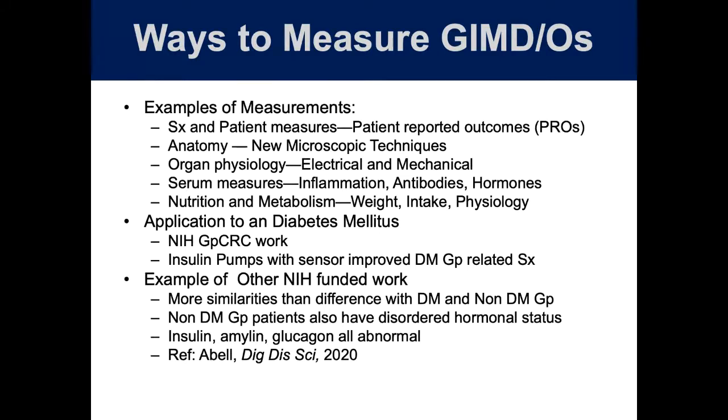We did publish a nice study, nice because it was designed by others, but we carried it out through NIDDK, looking at insulin pumps with sensors improving diabetic-related outcomes. But in terms of diabetes as the classic disorder for gastropathy, there are many more similarities and differences in diabetic and non-diabetic patients. In fact, our non-diabetic patients also have disordered hormonal status. Insulin, amylin, glucagon, which understandably are abnormal in diabetes, are actually abnormal in non-diabetic gastroparesis as well. And that's NIH-funded work from here, just published this year.